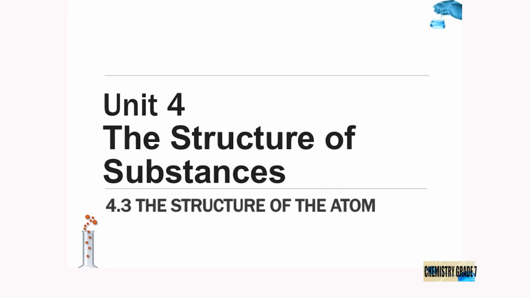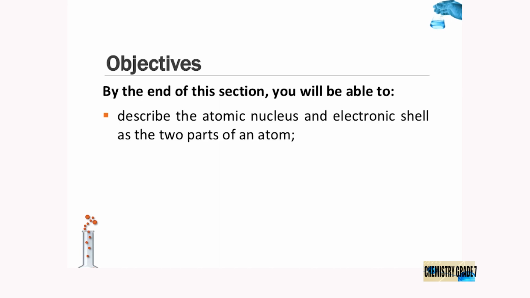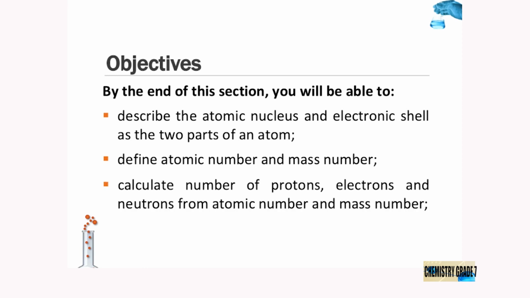Subunit 3, the structure of the atom. By the end of this section, you will be able to describe the atomic nucleus and electronic shell as the two parts of an atom. Define atomic number and mass number. Calculate number of protons, electrons, and neutrons from atomic number and mass number. Define isotopes. Define atomic mass.